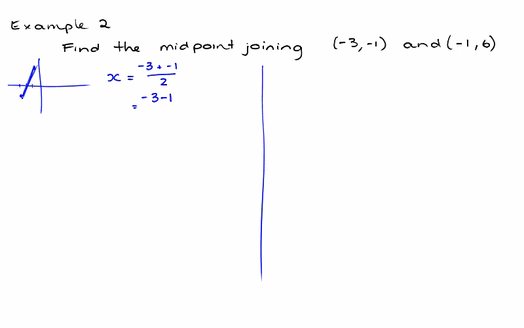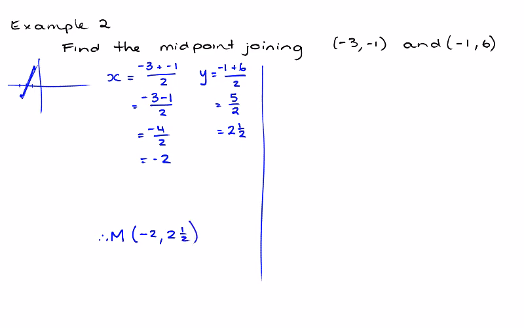So I've got -3 minus 1 over 2. Negative 4 divided by 2 is negative 2. And this is a bit trickier because we've got those negatives. But if we look back at the previous page, you just added the numbers and divide by 2. You're finding the average. Likewise, y, add the y values, divide by 2. And it is perfectly okay to have a fraction in your answer. So here my answer would be negative 2, 2.5.